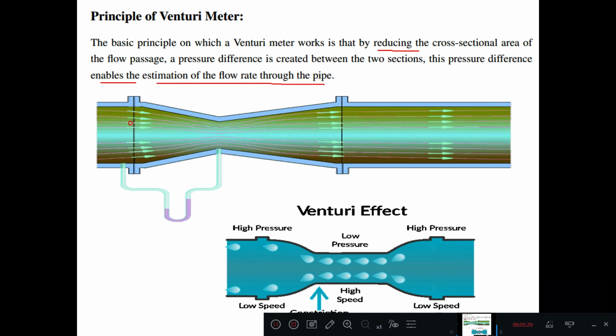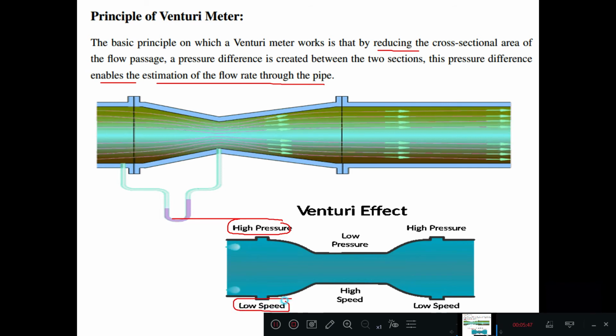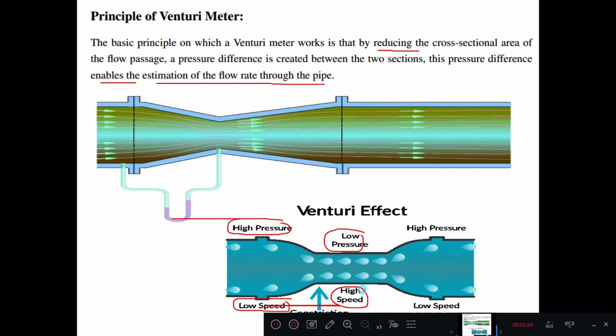At the beginning of the converging part, there will be a high pressure here, and at the throat portion, the pressure will be less. So it is mentioned here, high pressure region. Wherever the pressure is high, the speed of the flow will be low. Wherever the pressure is low, the speed of the flow will be high. Then again, this is the high pressure region and this is the low pressure region.